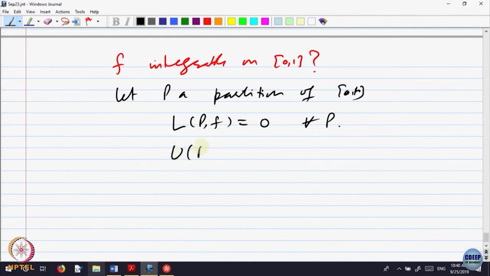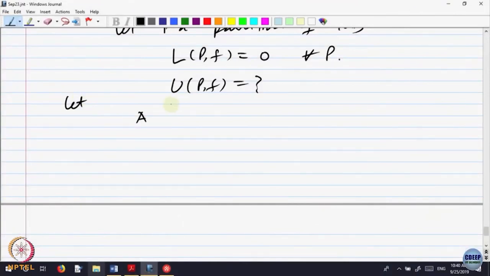I have to worry about the upper sum. In the upper sum, the contributions will come from the rational points, because at rationals the value will be non-zero, 1 over q, into the length of the interval, right? So, I have to bother about at how many points the function takes what value. If I want to show it is integrable, I have to make upper minus lower small for some partition, right?